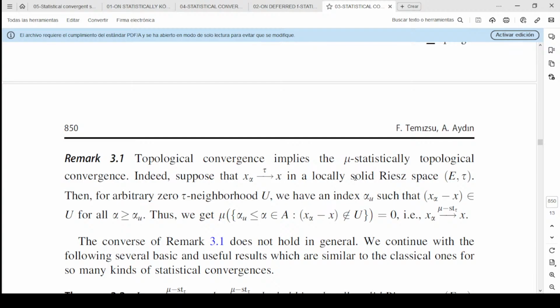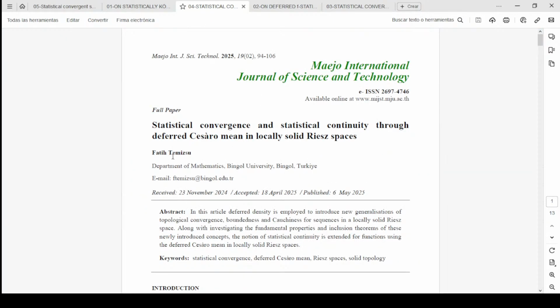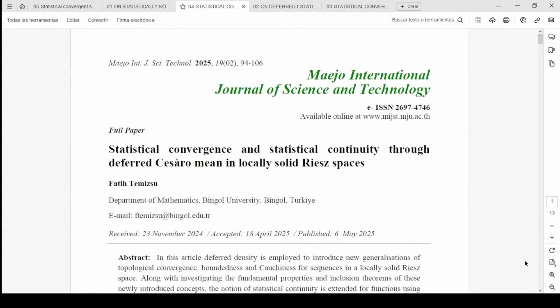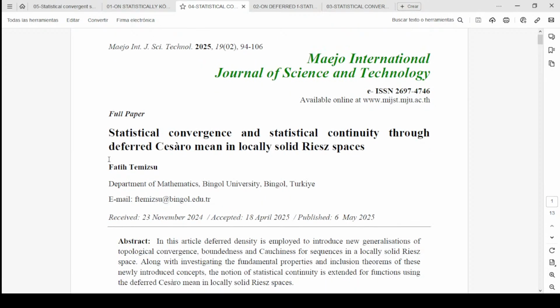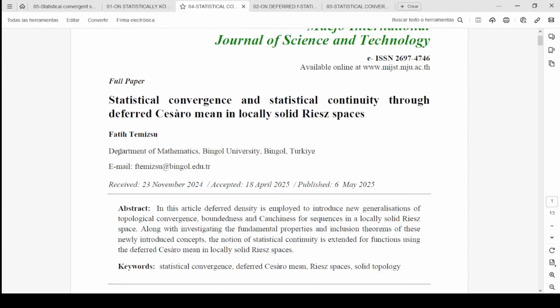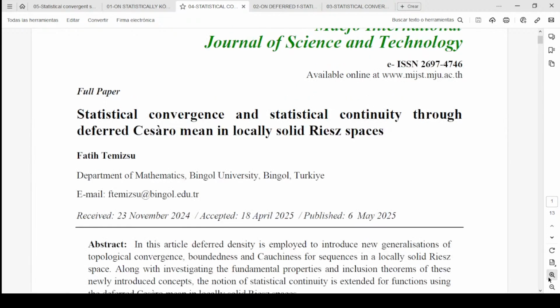So I don't want to take much of your time. I'm going to be a little bit faster. This is the most recent paper that I published, which is entitled Statistical Convergence and Statistical Continuity through Deferred Cesaro Mean in Locally Solid Riesz Spaces.